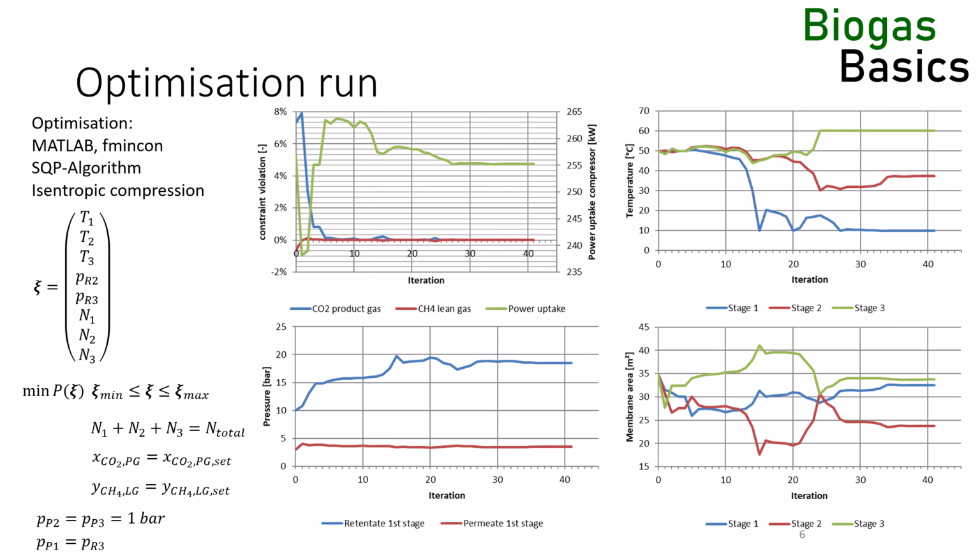The first noticeable improvement of the power uptake happens around iteration 14, when the first stage temperature reaches its lower bound. At iteration 28, the third stage temperature reaches its upper bound. After that, the improvements to the cost function are only marginal. Let's have a look at the optimal solution.